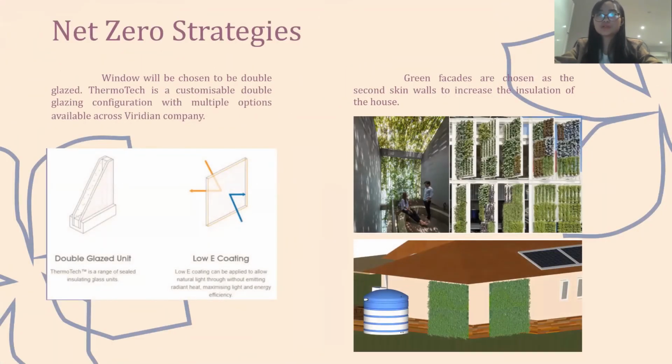As for windows, double glaze is chosen. Thermotech from Viridian company is chosen to be the product used. This has insulation without having to use triple glaze windows. Also, green facade is chosen as second skin walls to increase the insulation of the house. The picture underneath shows the second skin walls location.